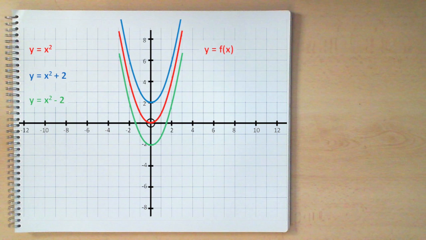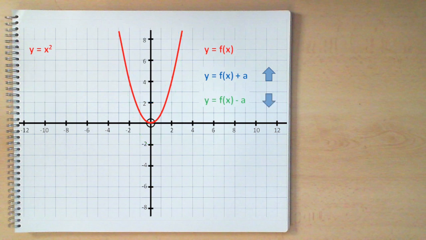So now let's think about the general function, y equals f of x. If we add a to a function, we're moving the curve up on the graph, and if we subtract a, we're moving the curve down on the graph.